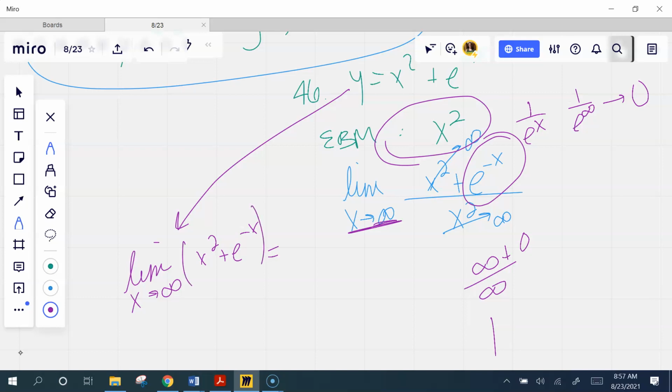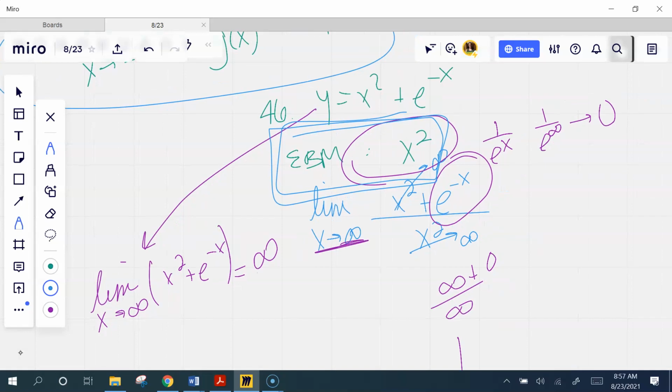It's infinity. Why? Because x squared is what I'm looking at for the end behavior. Remember, my end behavior model is what I am using to tell what the end behavior of this function is doing. That's the point of it. The point of an end behavior model is using it to model the more difficult function.